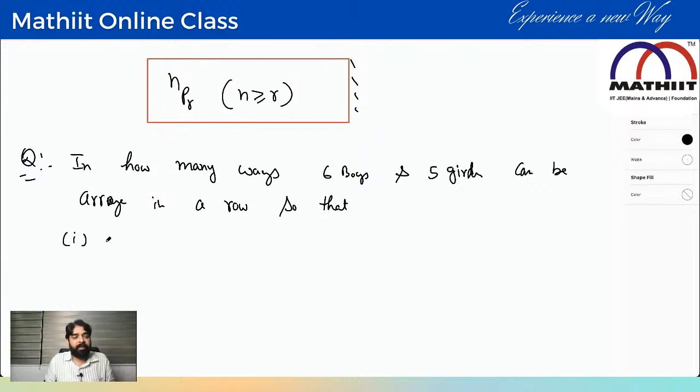So the first bit: all girls are together. Type the answer of this bit. Then the second bit I will talk. For this bit, answer.